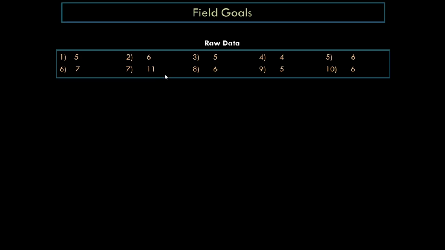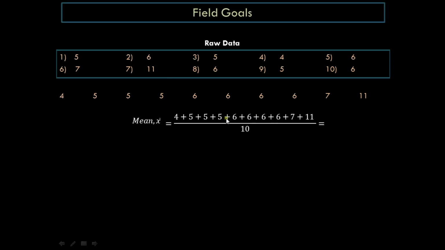We can organize the data by arranging it from lowest to highest. We can obtain the average or mean by summing up each field goal. So this is 10 observations. The mean is computed by taking the sum of the field goals and dividing it by the number of observations. These are 10 field goals divided by 10. Our mean or average is 6.1.